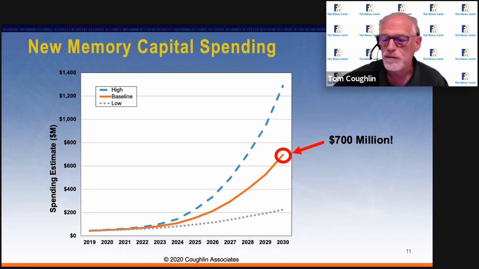This chart, also from our latest report, shows the capital spending requirements to support the emerging memory growth that I just showed. MRAM and other emerging memory applications require both standard and specialized tooling, including test, ion etch, patterning, and physical vapor deposition equipment. The chart forecasts this capital spending up to 2030. Our baseline estimate is for emerging memory capital expenditures to add $700 million to the semiconductor equipment market annually by 2030.